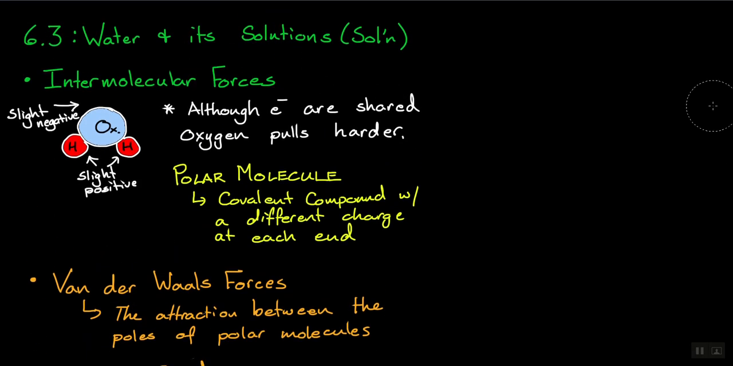Remember, oxygen and fluorine or nitrogen or hydrogen, when they bond, they make these poles, right? North pole, south pole, and there's charges.